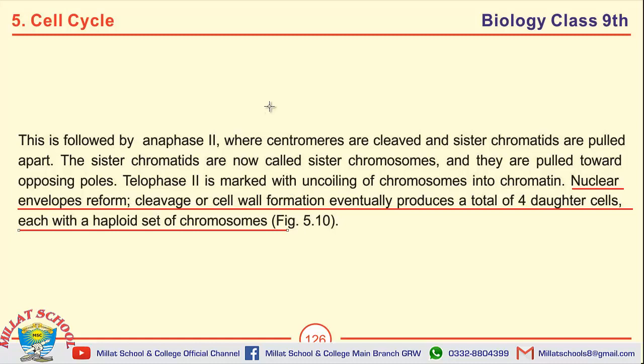So dear students, today we have discussed the process of meiosis with reference to long questions, short questions and MCQs.